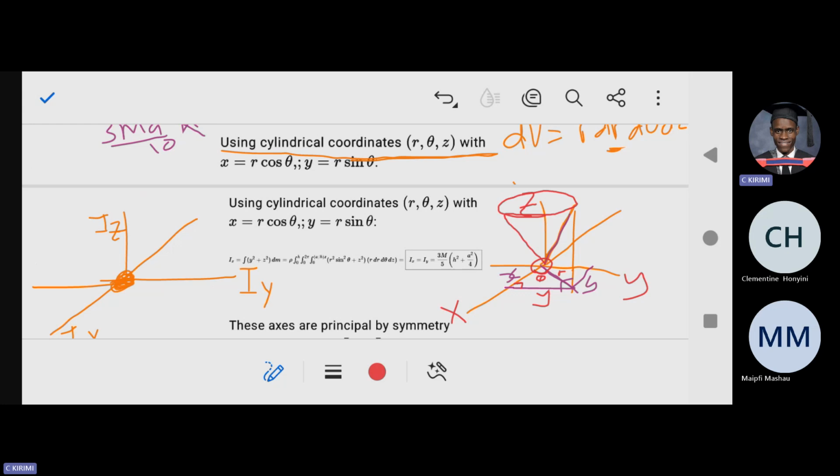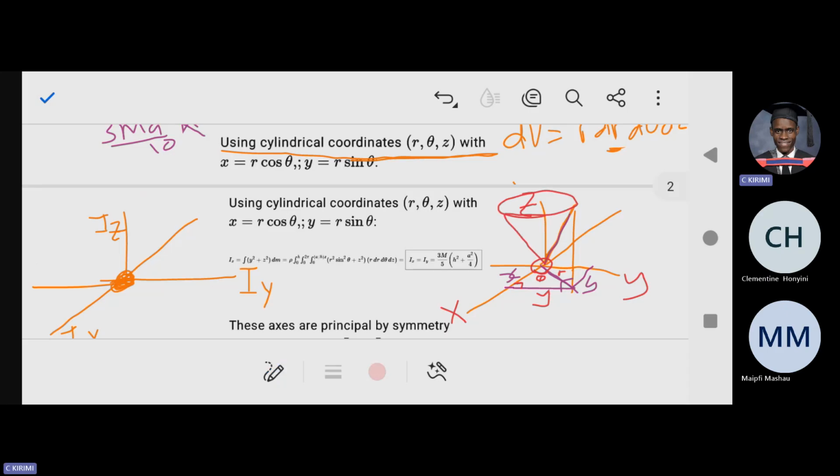Why are we saying r sine theta? Because sine theta is equal to the opposite side to theta over the hypotenuse. So if I want y, it will be r sine theta. That's where it's coming from. If I want x, it will be r cos theta. These are trigonometric ratios for grade 10.